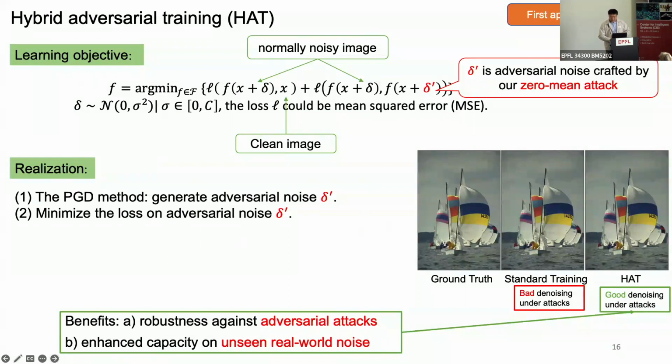Last but not least, we surprisingly find the robustness of the deep image denoiser can also benefit the generalization capacity on some unseen real-world noise. In other words, the robust deep image denoiser can denoise some real-world noise even without training on those real-world noisy images. We guess it is because adversarial attack can exploit some worst-case noise. Learning from those worst-case noises can make the deep image denoiser deal with various types of unseen noise.